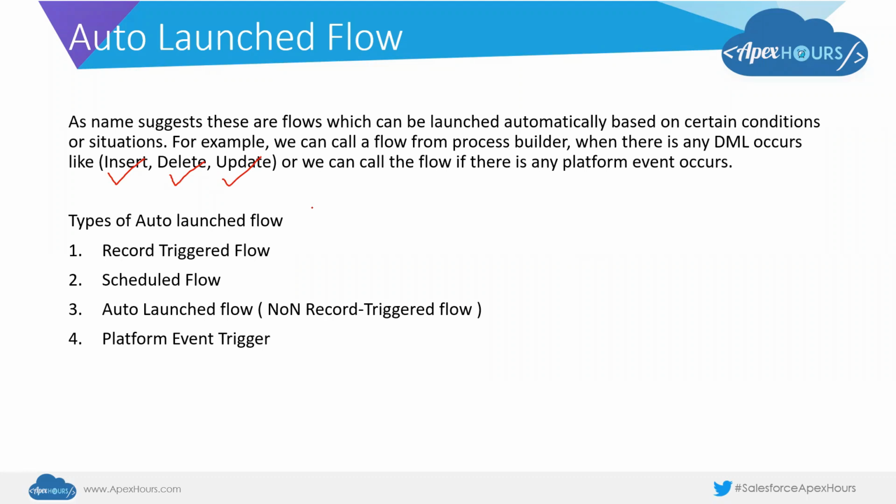Types of auto launch flows: we have already discussed this in the introduction video of our flows, but still, there are four types of flows. One is record triggered flow. Basically, it is going to trigger whenever there is any DML on the record. Then there is a scheduled flow, which we can schedule on a weekly, daily, or monthly basis. Then we have auto launch flow, which is a non-triggered flow. This is what we are going to talk about in this video. And then there is platform event trigger. So suppose there is some sort of platform event you want to trigger your auto launch flow with. You can do that as well.